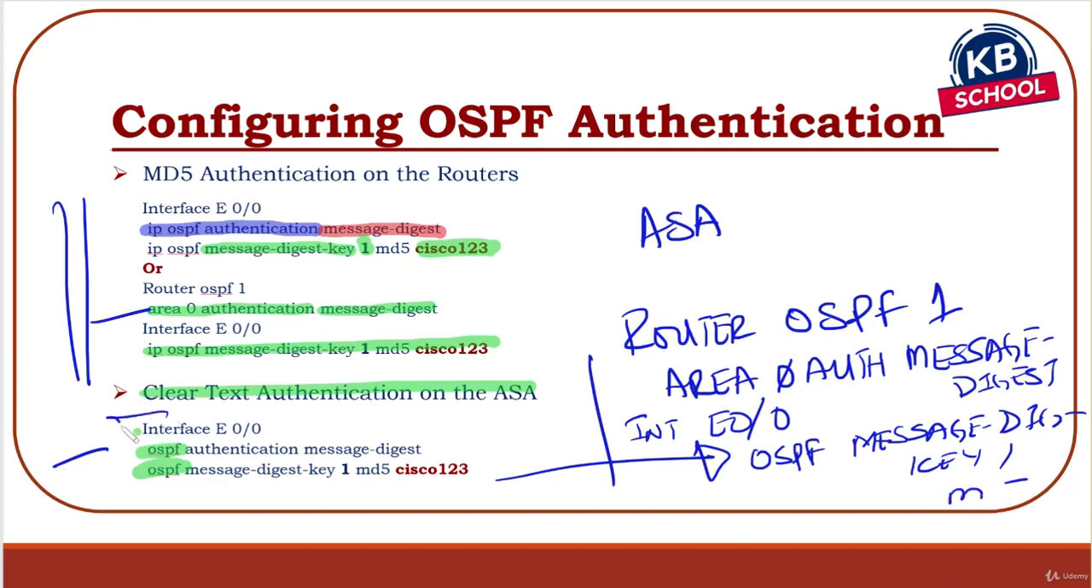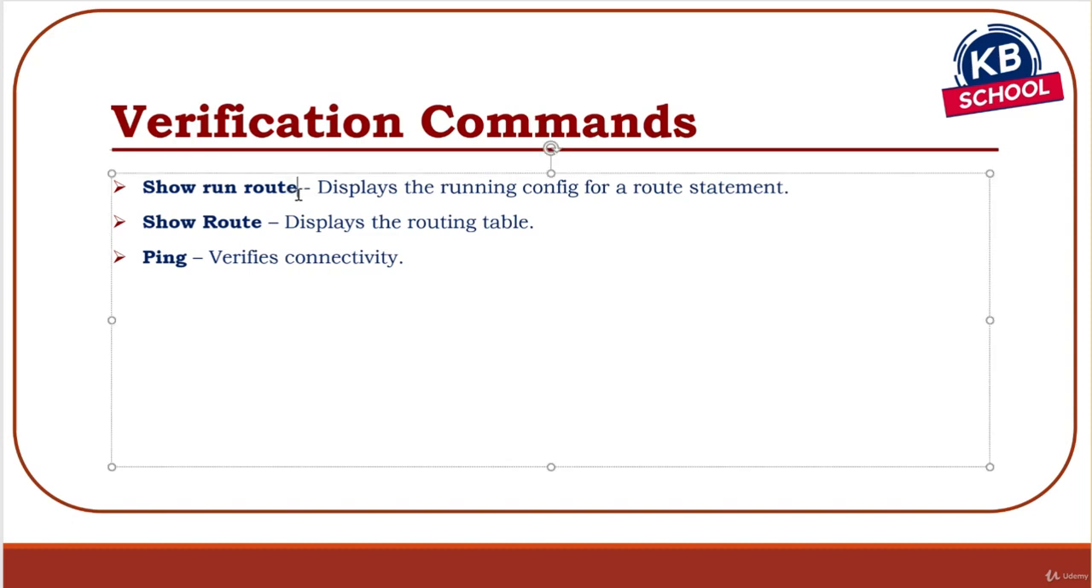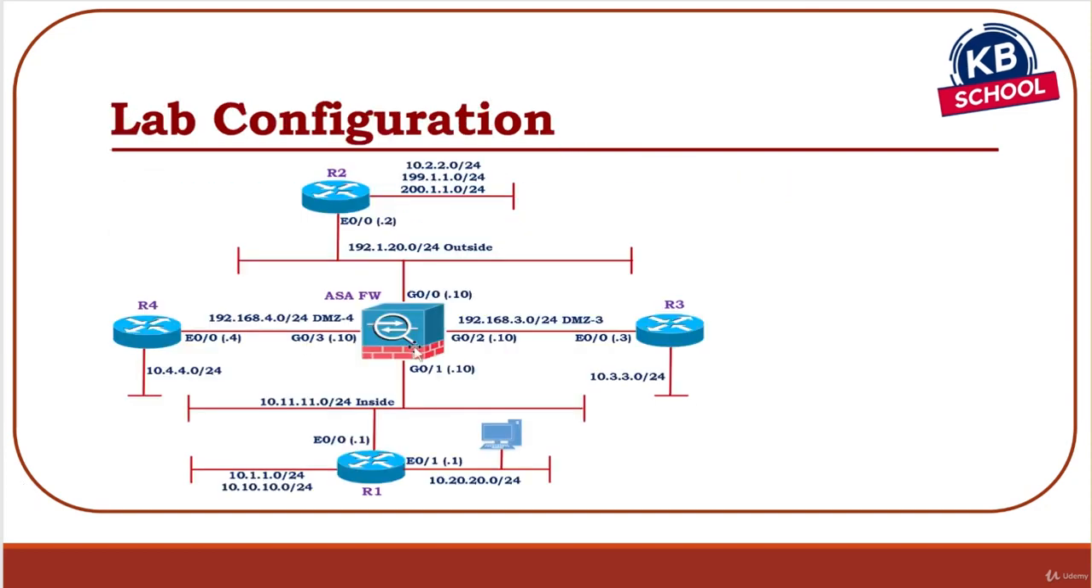You guys understand that? All right, so both ways of authentication that you can do on the router as well as on the ASA are explained over here, guys. So you should be good with that. Now, verification commands. Show ip protocols displays the running config for a routing protocol, so it'll show you the entire running config for that routing protocol. Show route shows you the routing table. Ping to verify it. Now, with that in mind, let's do the lab.